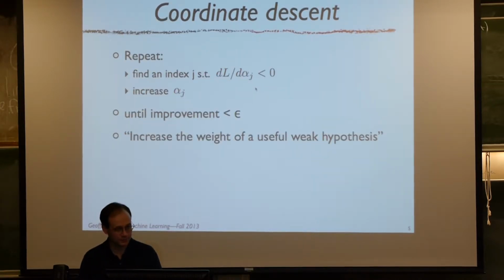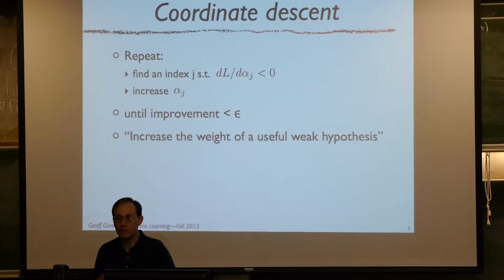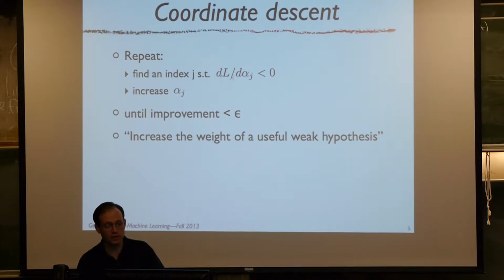All right. So what we're actually going to do is a really simple optimization algorithm called coordinate descent. So what is coordinate descent? We're going to do coordinate descent on the alphas. And what that means is we find a component of alpha such that changing that component of alpha can improve our score. In particular, the derivative of the negative log likelihood with respect to alpha j is negative, meaning that if we increase alpha j, we're going to improve our negative log likelihood. And so we just keep finding an index such that that's true and upping the weight of that index. So it's a really, really simple algorithm. And we keep doing that until we're tired or until we stop being able to improve, okay?